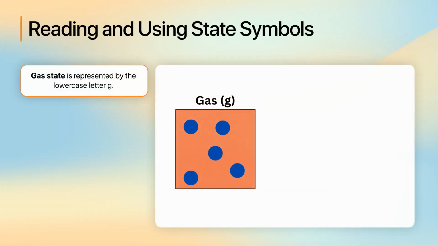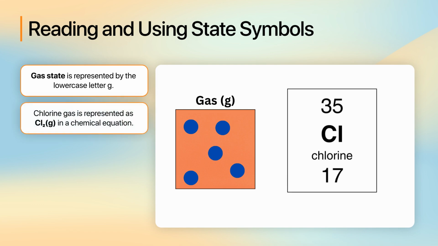The gas state, represented by the letter G, is shown here. In the gas state, particles are far apart and move freely in all directions. For example, chlorine gas is represented as Cl2(g) in a chemical equation.